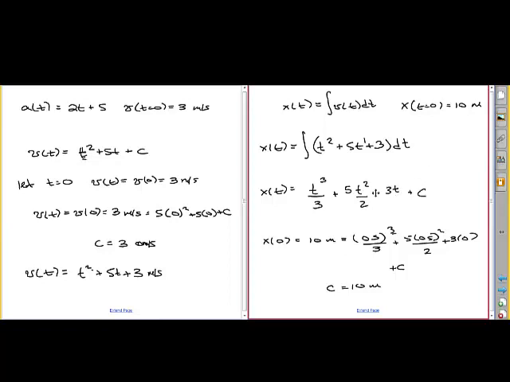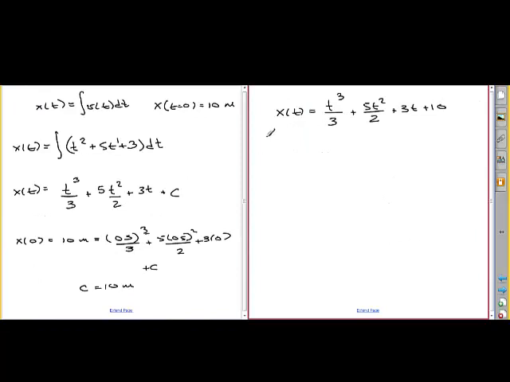You add this constant. Then you apply the initial condition that you're given. So the initial displacement is 10 meters. Plug in t equals 0, so the first 3 terms go to 0. All you're left with is the constant. So the initial condition allows you to figure out what this constant is. You plug that back in, and you get the answer.